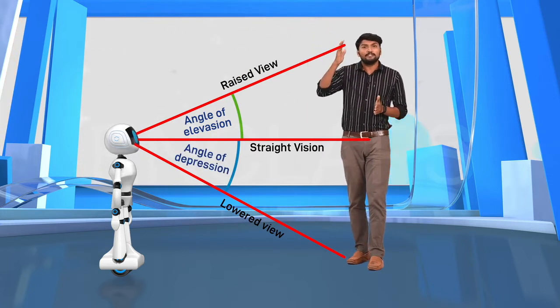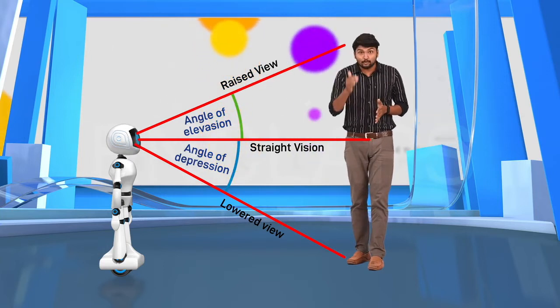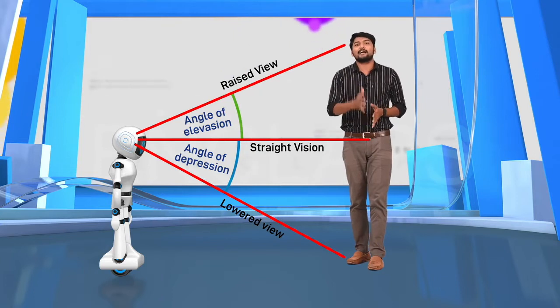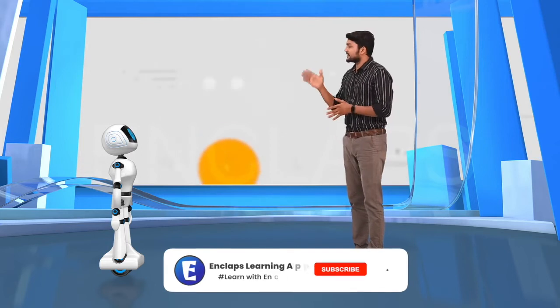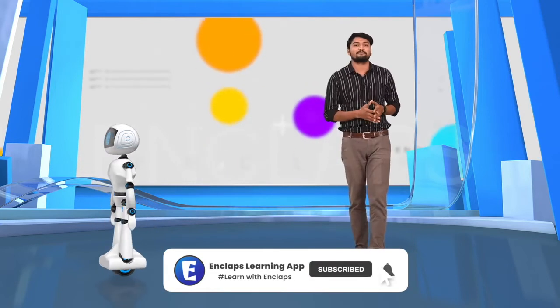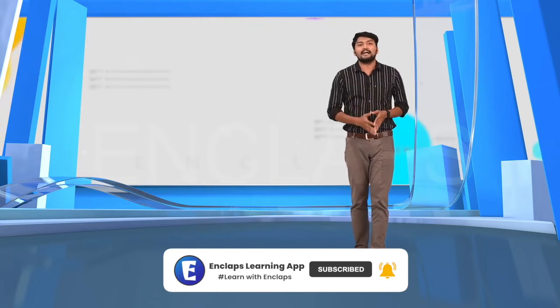When you look upwards, the angle made is called angle of elevation, and when you look downward, the angle made is called angle of depression. Thank you Clappy, you did a great help. Now you get a clear idea about angle of elevation and angle of depression. Okay, let's go for some examples.